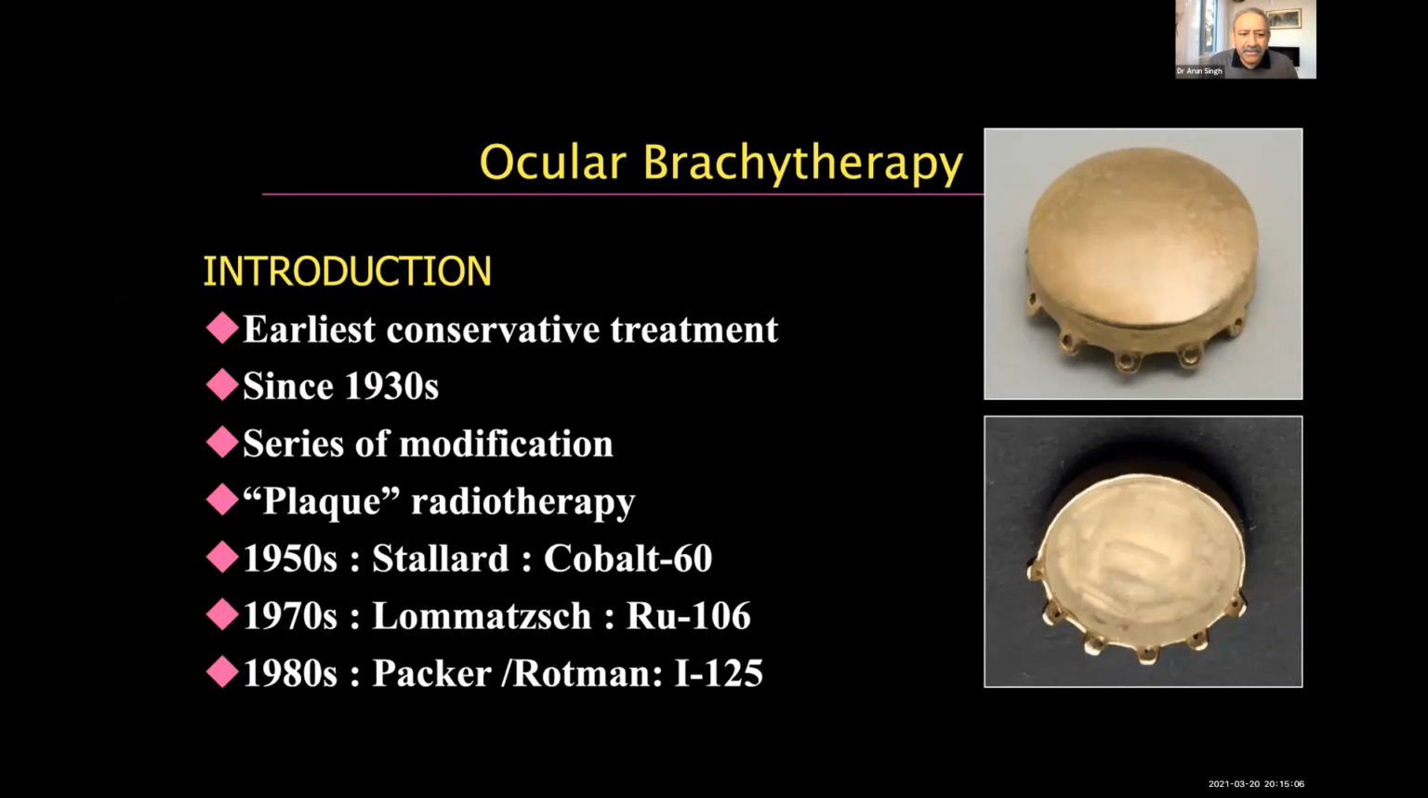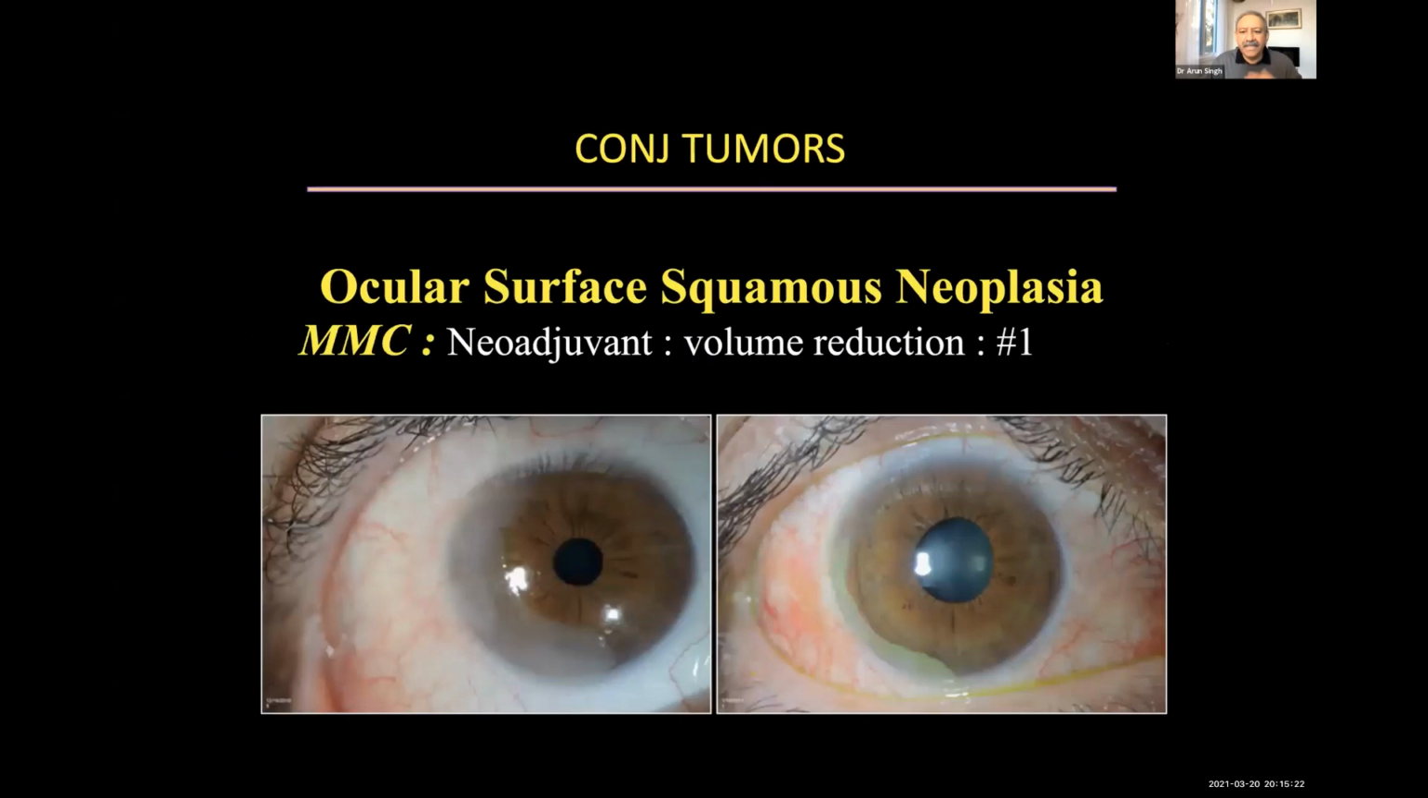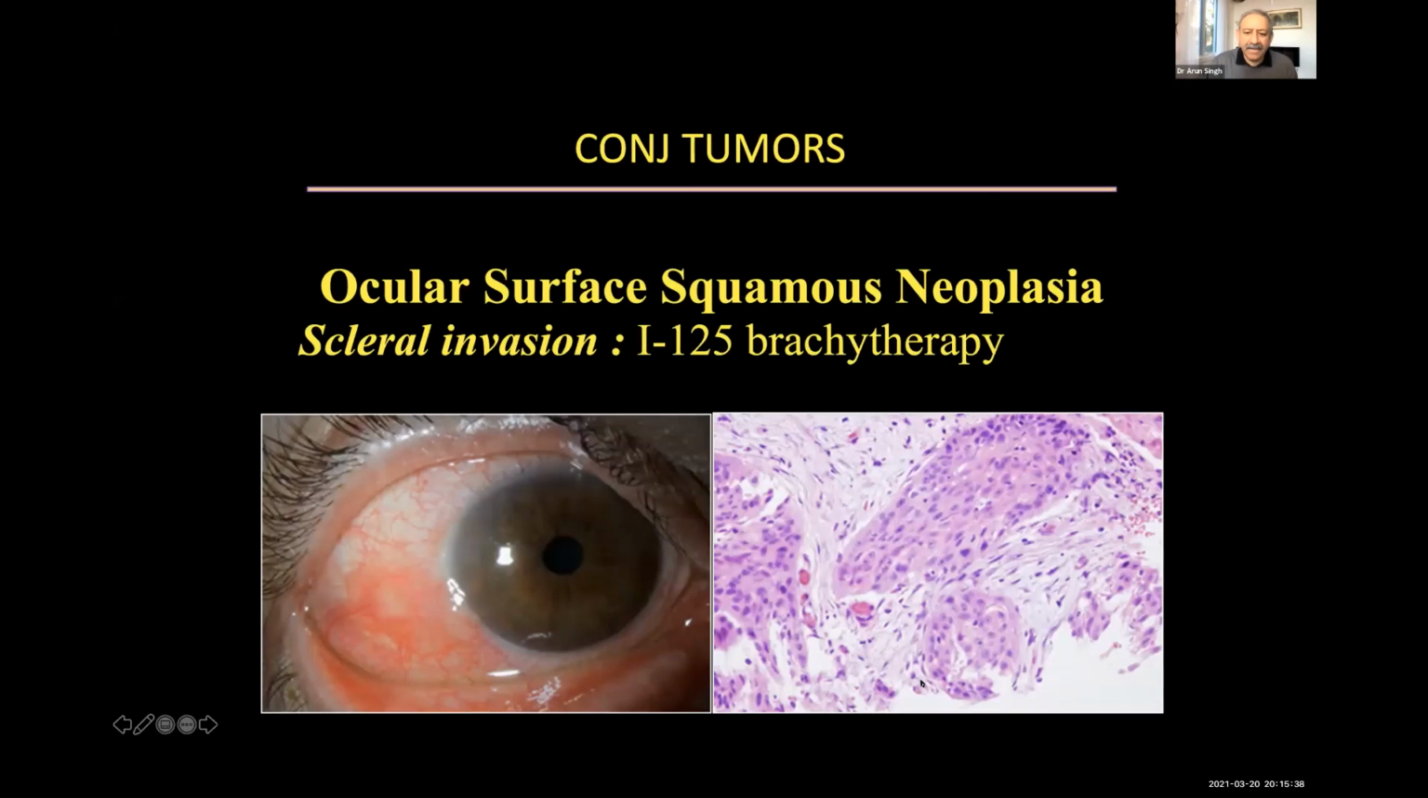The indications, you'll hear about melanoma, so I'm going to skip that part. But just to say that you can also use it for conjunctival tumors, retinal tumors, and other uveal tumors. So let's take some examples. Here's a patient with ocular surface neoplasia, CIN, but it was invasive. So it's not CIN, it's an invasive squamous cell carcinoma. And after topical therapy, when the biopsy was done, he had an invasive component into the sclera. And for that, you had to use radiation.